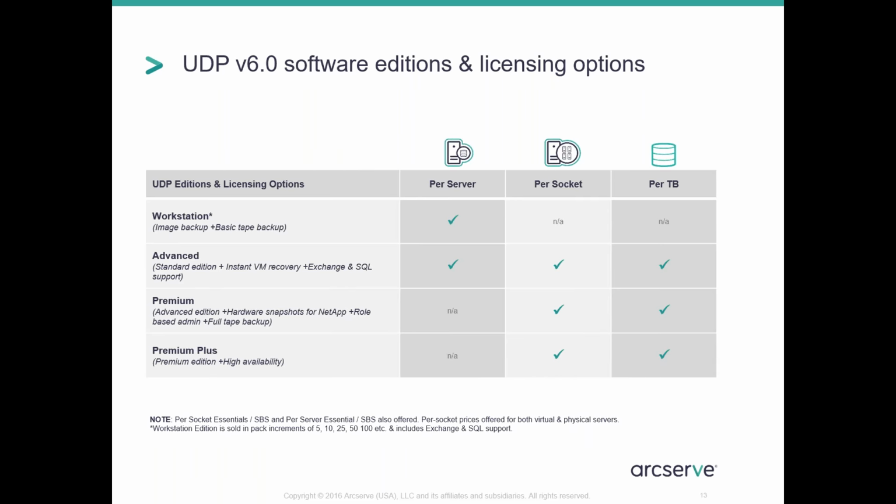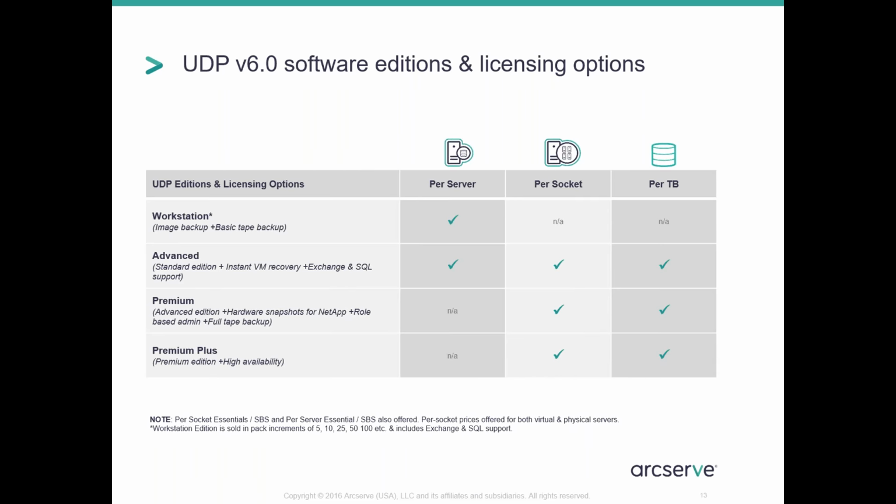We also have a premium license. The premium license provides everything that's in advanced, but it also gives you access to some more of the enterprise class features like hardware snapshot integration, role-based management, full tape support. So if you've got a large tape library unit with multiple drives and a robot controller arm, it can manage all of that with the premium license. And then the highest edition we have is Premium Plus, which is everything that's in Premium plus the ability to do the real-time replication and high availability of physical and virtual machines. So that's the different editions that we have.